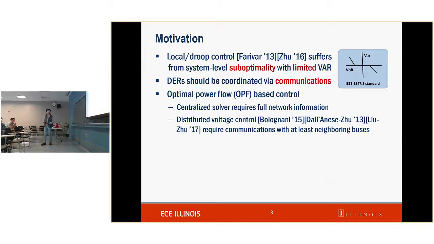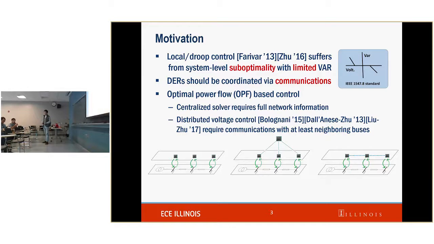There has been another line of work called optimal power flow based control. They formulate this problem as an optimization problem and try to solve it either centrally, using a centralized solver, or distributedly. However, for the central solver, you need to know the full network information, which is really not the case in a real system for any bus. And for distributed voltage control algorithms, they assume that each bus has to be able to communicate with at least its one-hop neighbors in some sense, for example, in probability. This figure better illustrates the differences of these three paradigms.